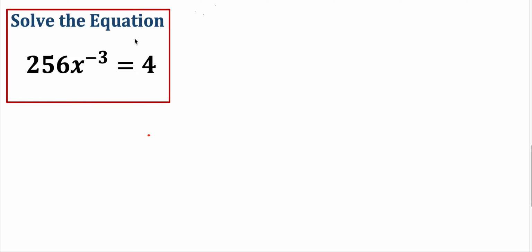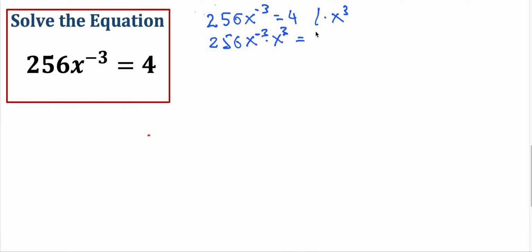256 x to the exponent minus 3 is equal with 4. So let me rewrite this equation here: 256 x to the exponent minus 3 is equal with 4. What I'm going to do here, I'm going to multiply everything by x cubed. If I multiply, it is 256 x to the minus 3 times x cubed is equal with 4x cubed.